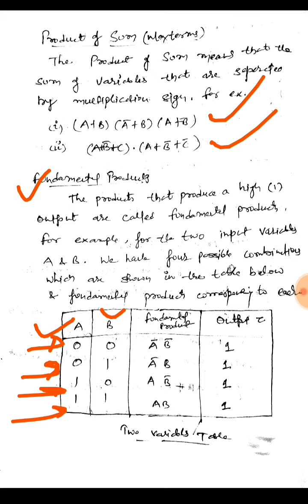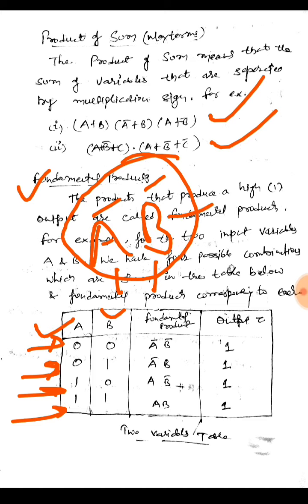For 0 0, if I take the product term A bar B bar, it is for the first combination 0 0. A is 0, so A bar becomes 1. Similarly B is 0, so B bar becomes 1. So this product now comes out to be 1. So the fundamental product's final value will always be 1.